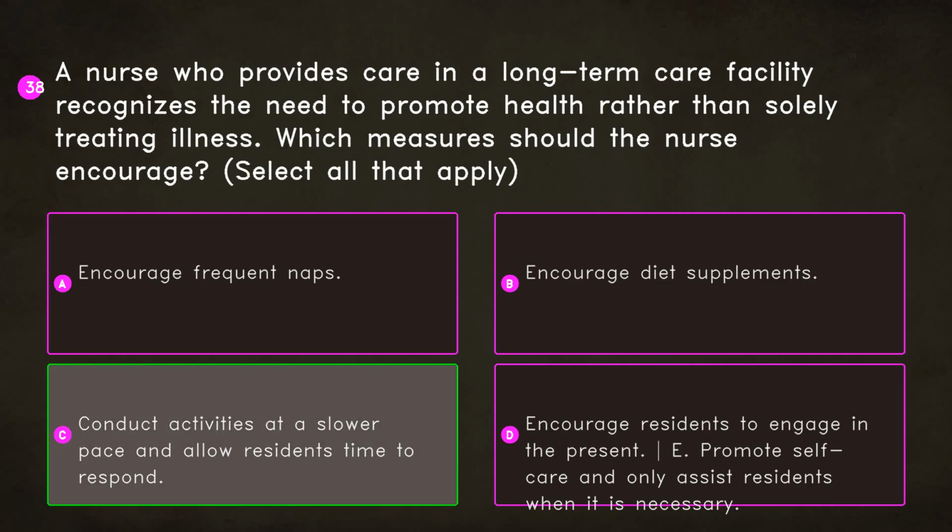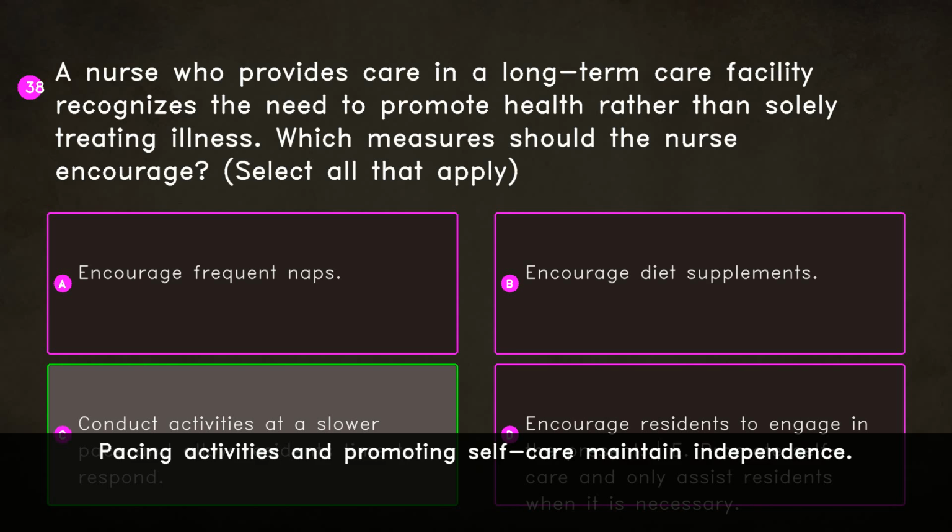The correct answer is conduct activities at a slower pace and allow residents time to respond. Pacing activities and promoting self-care maintain independence.